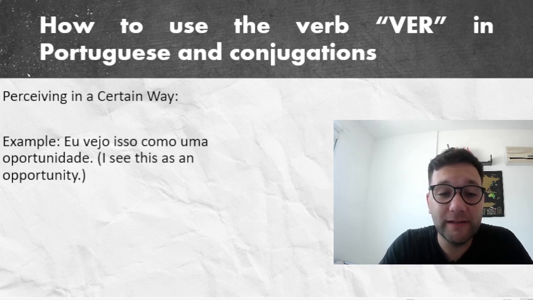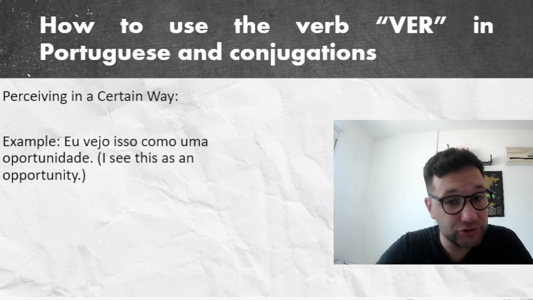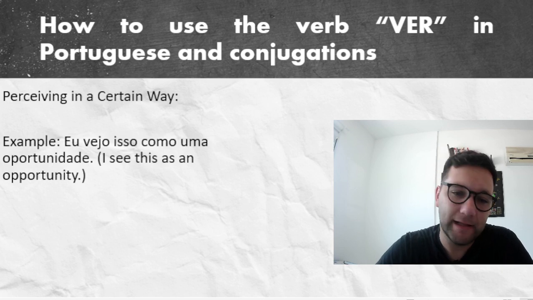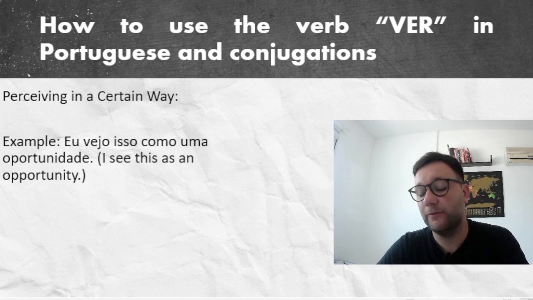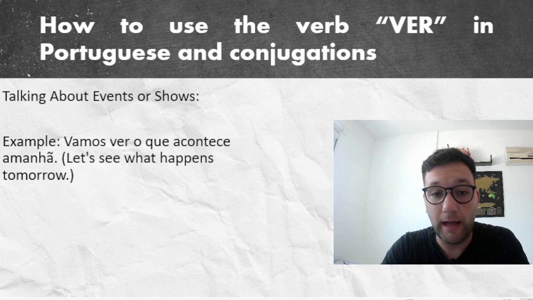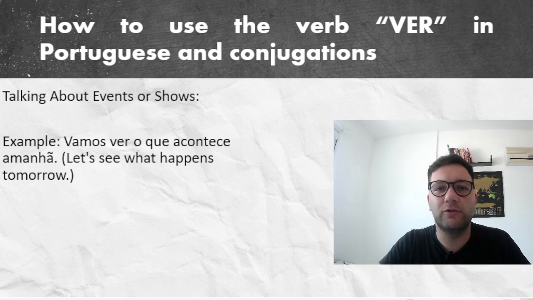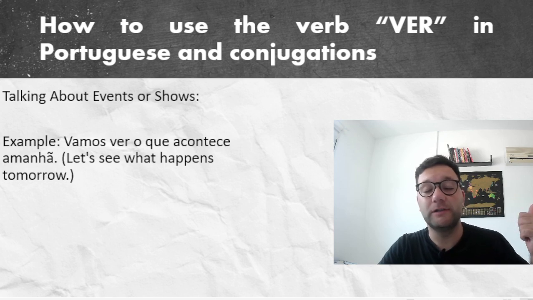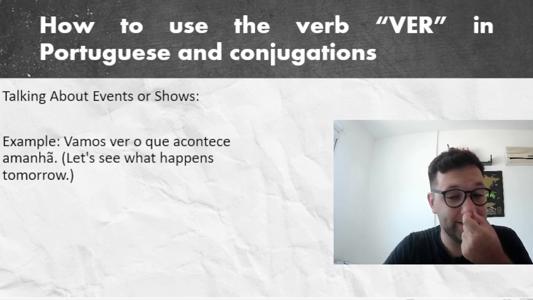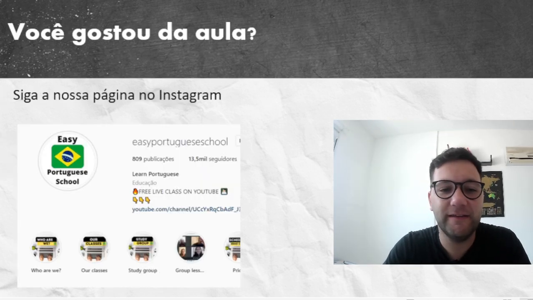Also, we can use this as perceiving in a certain way. Pay attention to the example. Eu vejo isso como uma oportunidade. I see this as an opportunity. Similar to English, okay? When you want to say perceiving, I see this as, eu vejo, like in English. Also, we can use it to talk about events or shows. The same idea as attend actually. When we use ver to attend an event, we can use the same idea here, synonymous. Vamos ver o que acontece amanhã. Let's see what happens tomorrow. Very similar to English. We can use it in this idea too.